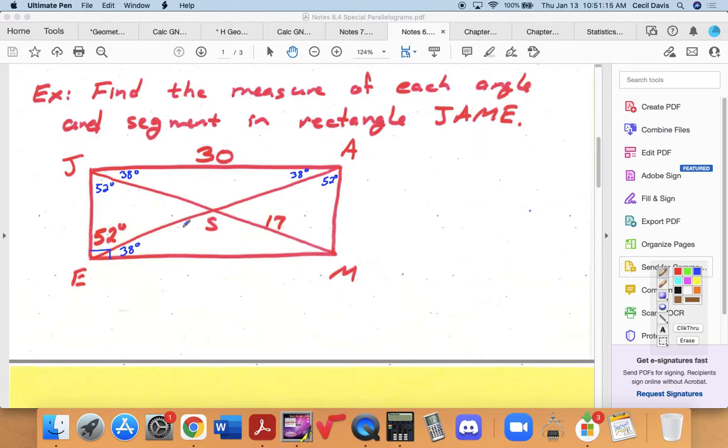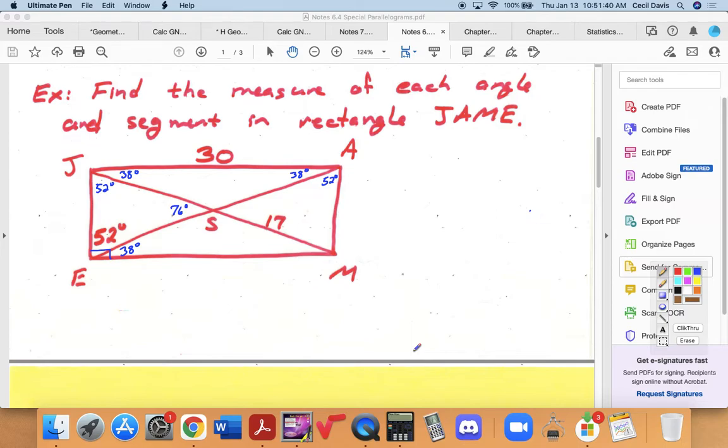JSE is 76 degrees. Excellent. There are two different ways to find that. Can you please tell me which way you did it? Because it's an isosceles triangle, so all the angles add up to 180. Okay, so you added 52 and 52 and subtracted from 180. I submit that there is a better way to do that, but your way is not wrong.